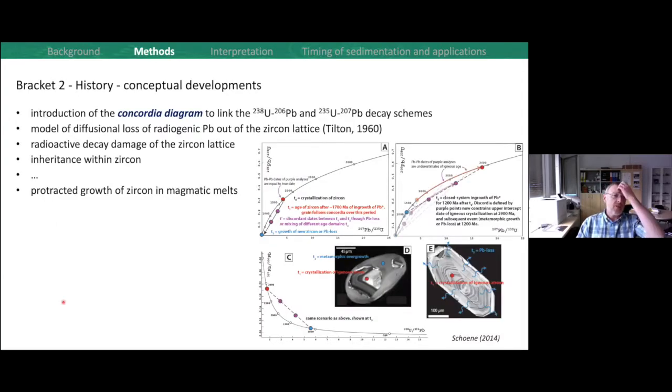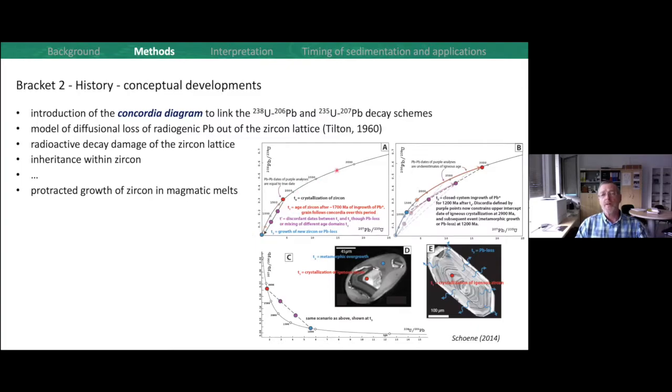And then we needed a lot of conceptual development. So somebody came up with this diagram. It's called the Concordia Diagram or Wetherill Diagram. So this is the 206 lead to 238 uranium ratio or age here, and this is the 207 lead to 235 uranium ratio or age, and this is the Concordia.